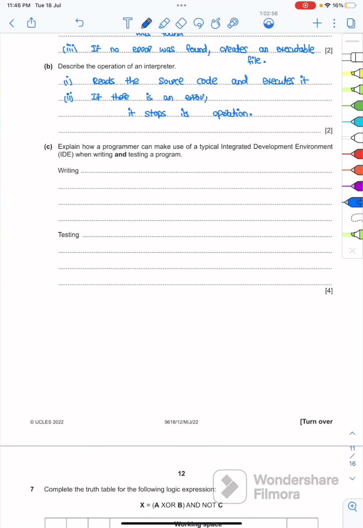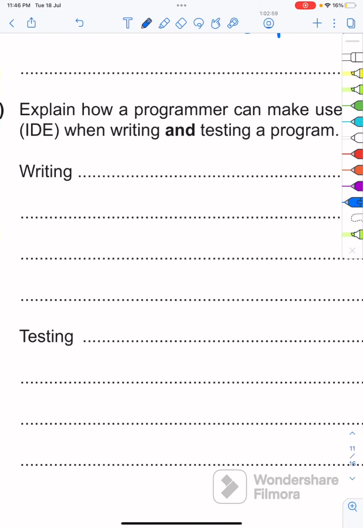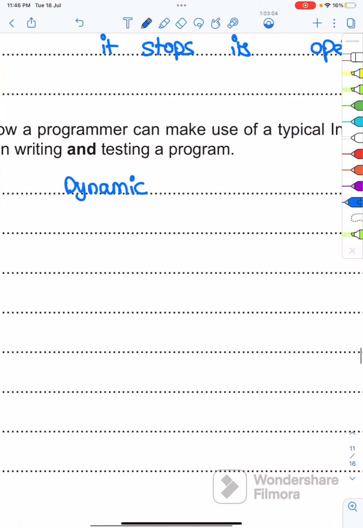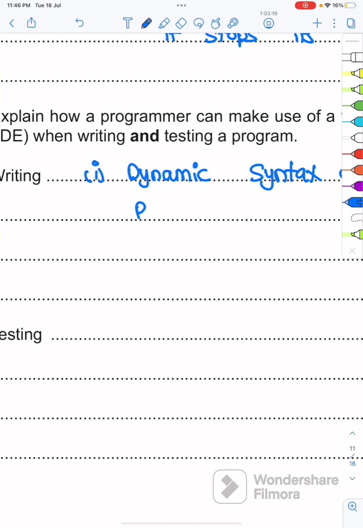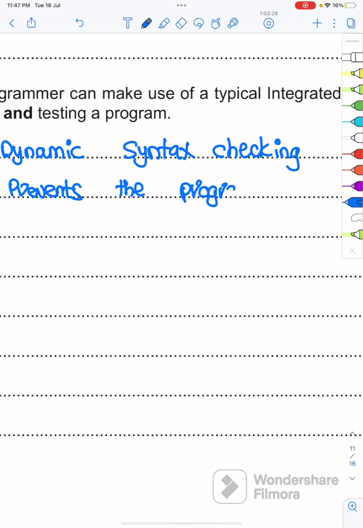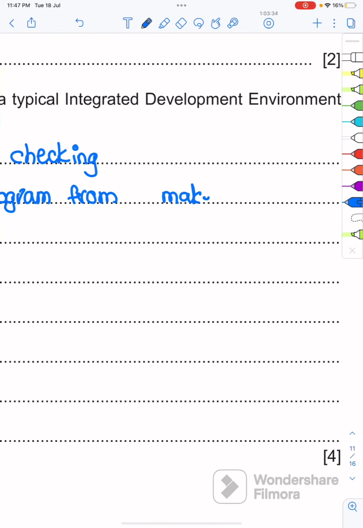So while you're writing, you can say you've got a dynamic syntax checker. There are several features, and I'll get to them, but first let's just state the most common one down. Dynamic syntax checking prevents the programmer from making syntax errors.